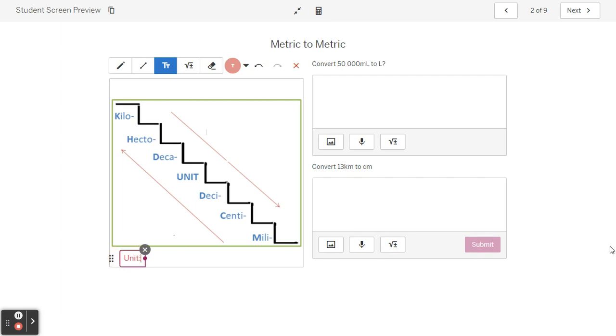Now, when I say units, I'm talking about the basic units that we use for measuring volume, mass, or distance. So we would have liters for volume, meters for distance, and grams for mass. Okay, so the prefixes that we have before each of these will indicate whether we have a very large number or a very small number. So kilo, hecto, deca, this is our base unit, deci, centi, and milli.